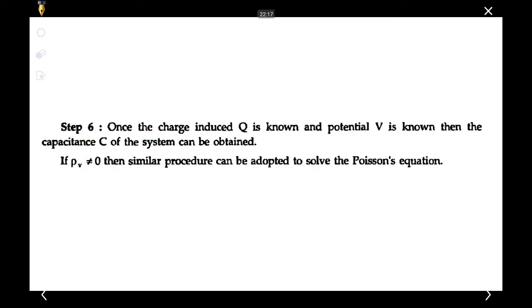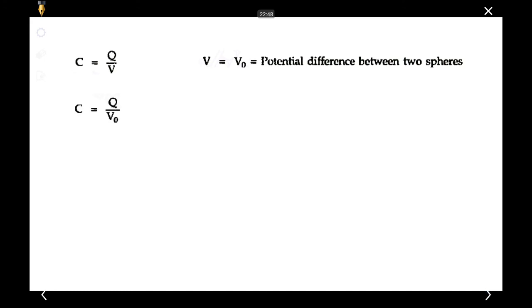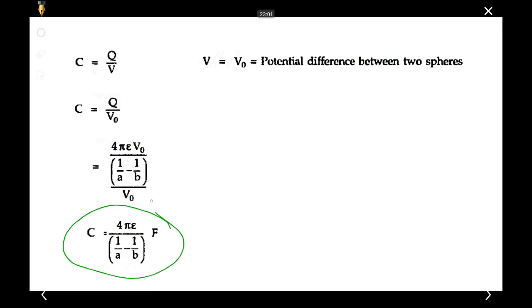So what is the next step? To find the value of capacitance using the formula C is equal to Q by V. And this voltage will be the voltage at the point R is equal to A, that is equal to V naught. So the formula is Q by V, that is equal to Q by V naught. What is the value of Q we have found? 4 pi epsilon V naught divided by (1 by A minus 1 by B). Here V naught will get cancelled. The answer will be 4 pi epsilon divided by (1 by A minus 1 by B). So this is the final answer.